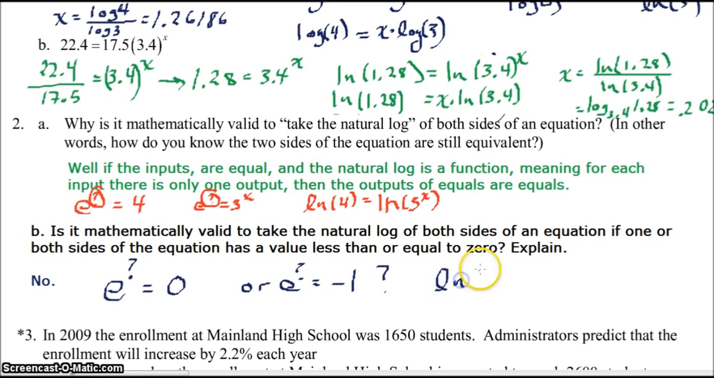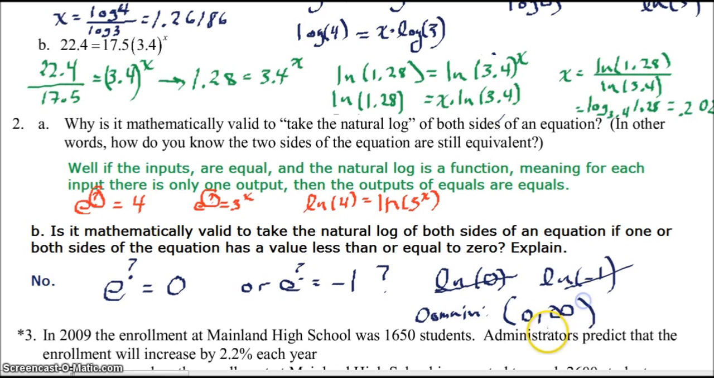The natural log of 0 doesn't exist. It's undefined. And the natural log of -1 is also undefined. These values 0 and -1 are not part of the domain of the logarithmic function. The domain of the logarithmic function are all the numbers greater than 0.